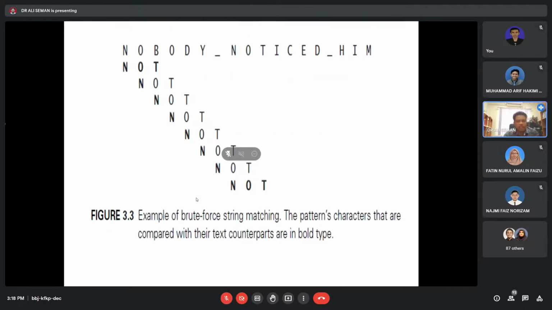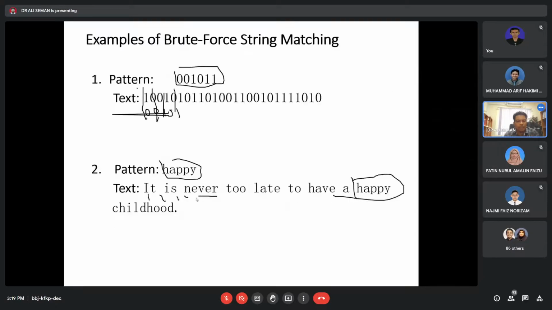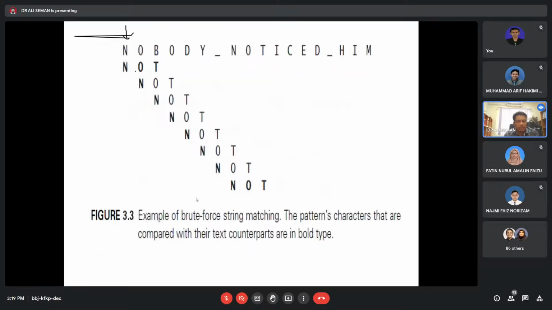Okay, look at this. Let's say this is the process, the alignment just now. Step 1 here: align the pattern at the beginning of the text, moving from left to right. This is actually the alignment, so we need to align here. Okay, now move here.